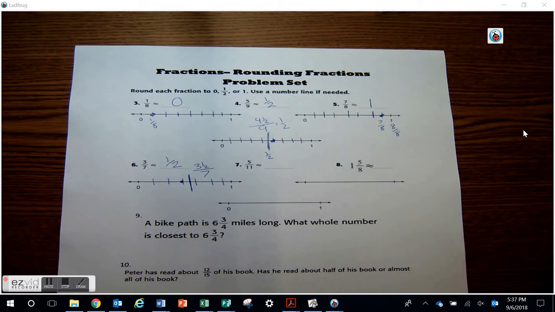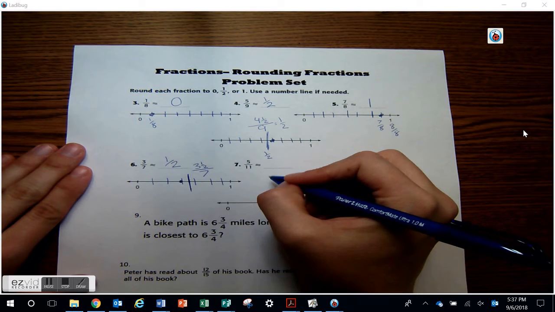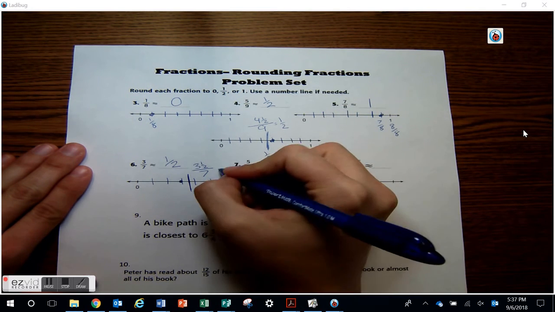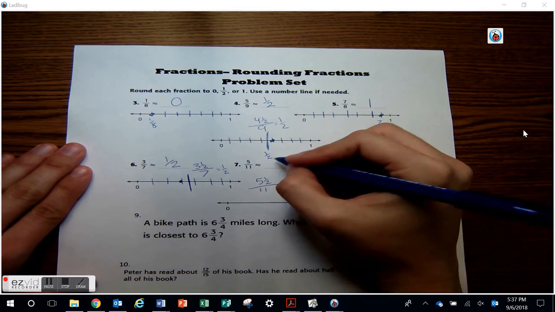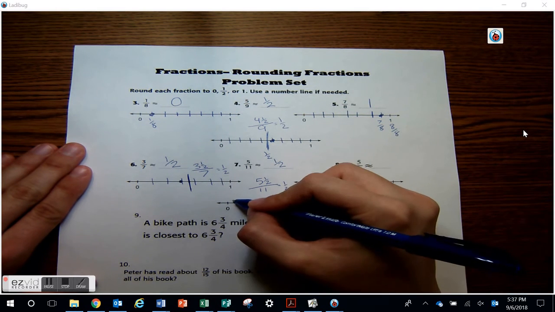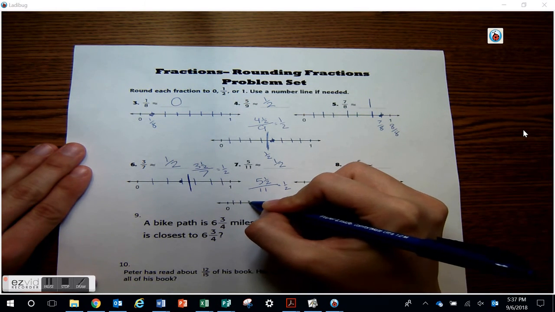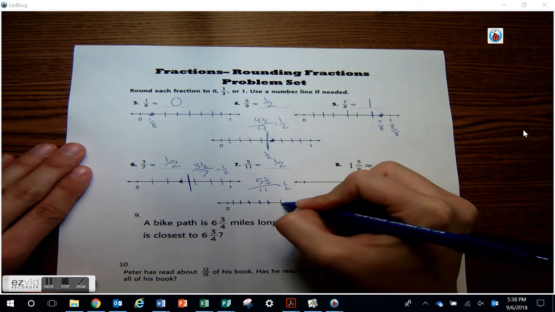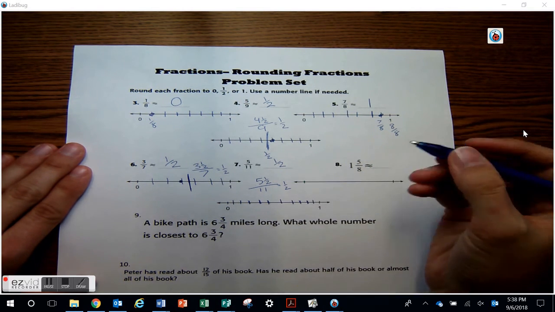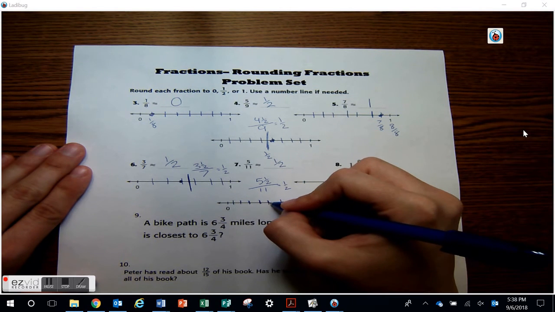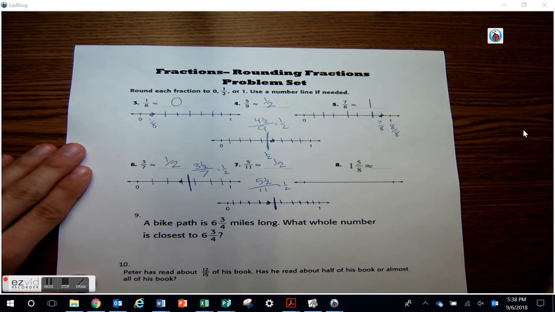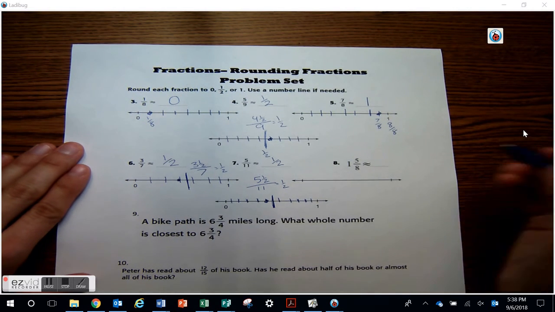3/7. What's half of 7? Half of 7 is 3 1/2 sevenths. Well, 3/7 is really close to 3 1/2, so I know that that's going to be close to 1/2. Let's look. 1, 2, 3, 4, 5, 6, 7. 3 would be here, and my 1/2 is here. So again, it's really close to that 1/2.